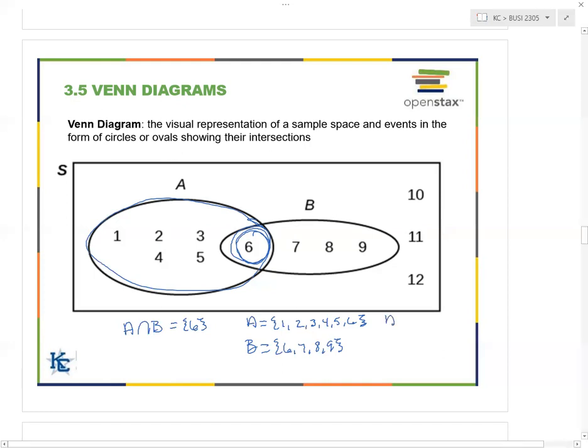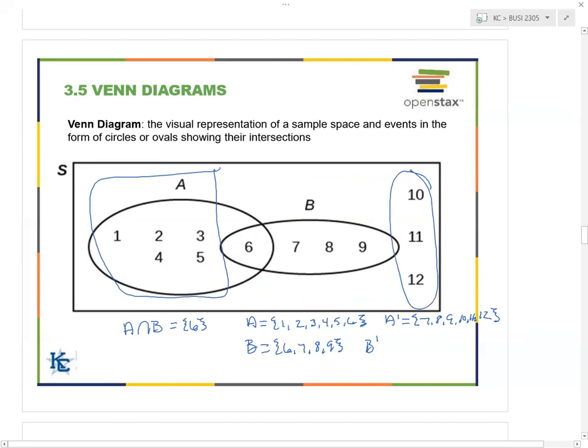If I want A complement, then that's everything that's not in A but is everywhere else. So A complement would be 7, 8, 9, 10, 11, 12. B complement is everything that's not in B, but is in the rest of the space. So that would be 1, 2, 3, 4, 5, 10, 11, 12.